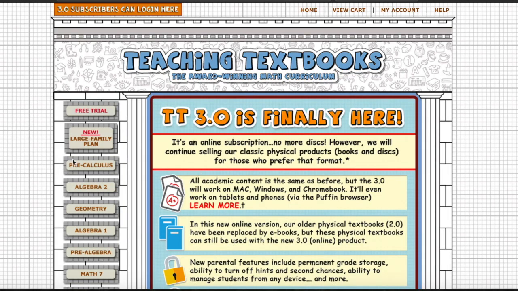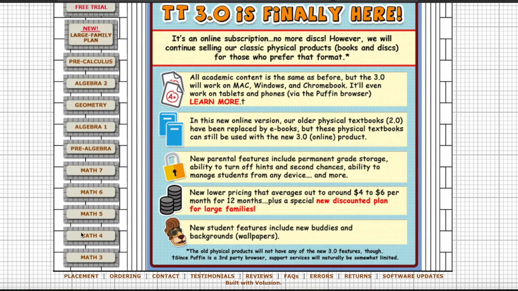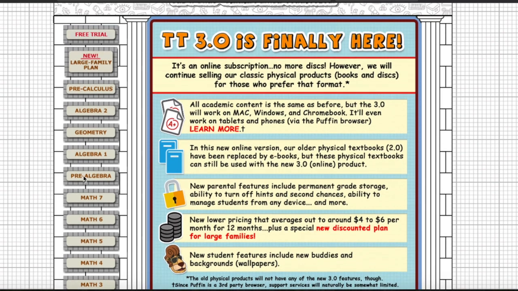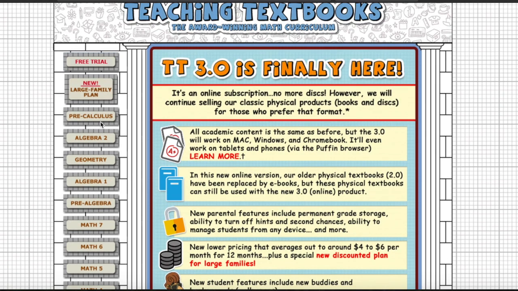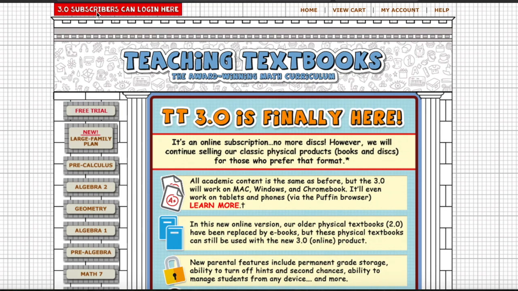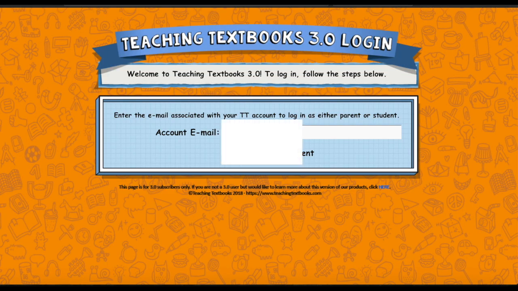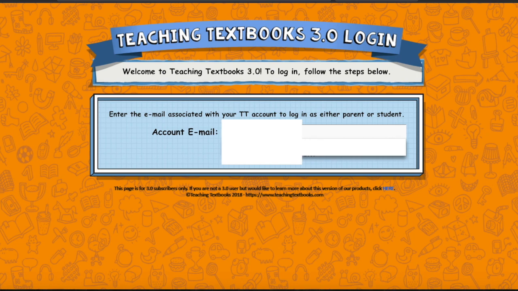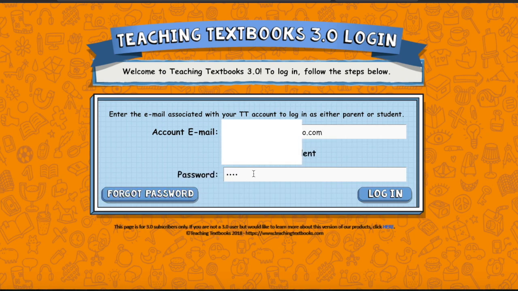As you can see here, you can look at the different levels available on the side. It starts at Math 3, goes up to pre-algebra, algebra, geometry, algebra 2, pre-calculus, and that's the highest level it has. At the top, the 3.0 subscribers can log in here, and when you're ready to log in, just go to that site. So here I enter my email, and I will first go to the parent site to show you that side of it.